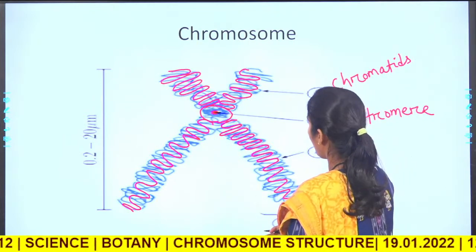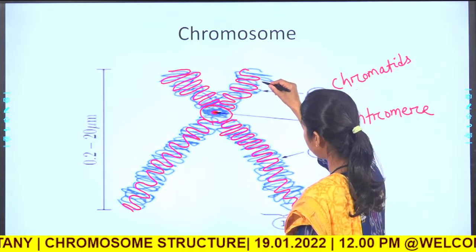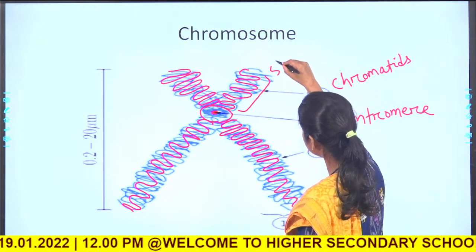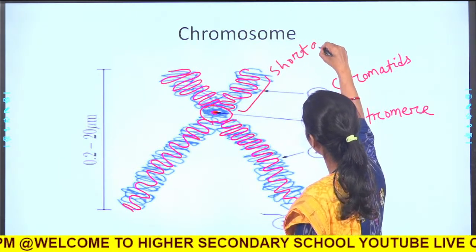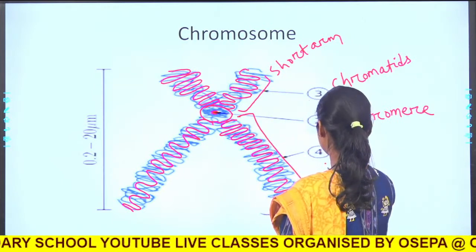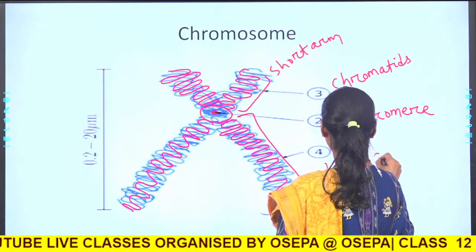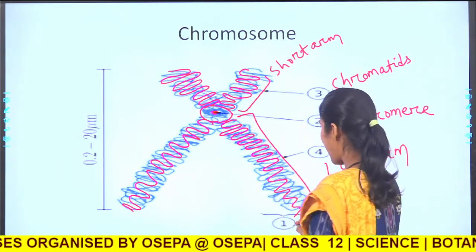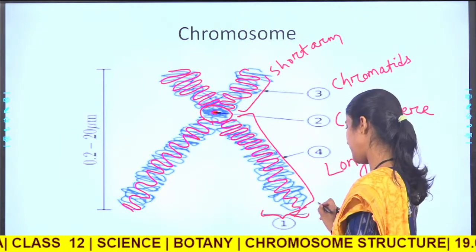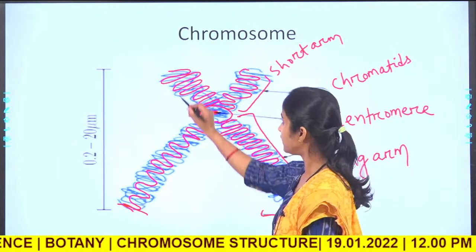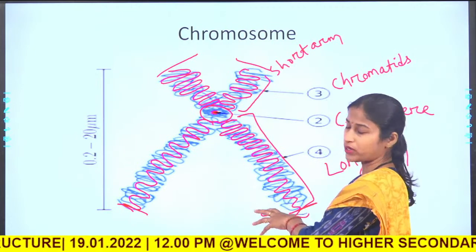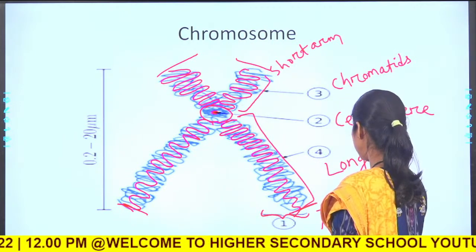Now this is the short arm. That means if this is the centromere, then from this to this is the short arm, and from this to this is the what? Long arm, as we have discussed. And finally this lower end portion, it may be like this, at this point, at this point and at this point. Four points I can spot here. So these are all telomeres.